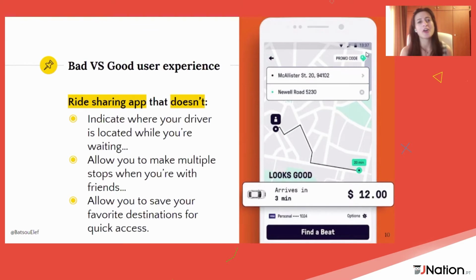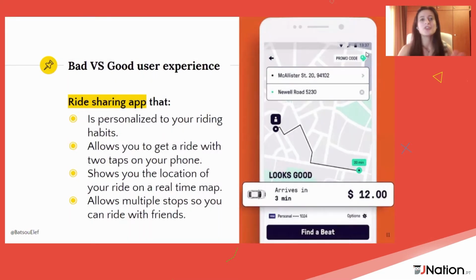Would you prefer a ride sharing app that doesn't indicate where your driver is, where you're standing at, what time the driver is coming, and doesn't allow you to make multiple stops for you and your friends, doesn't allow you to save your favorite destinations? Or would you prefer another app, again, a ride sharing app, that is personalized to your needs? It lets you save your favorite destinations. It helps you do things with one or two clicks. So think about that. Which one would you prefer?